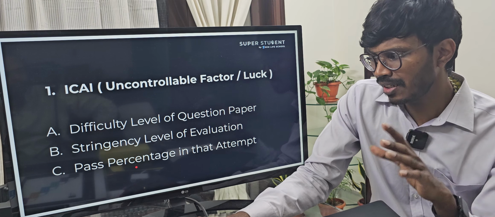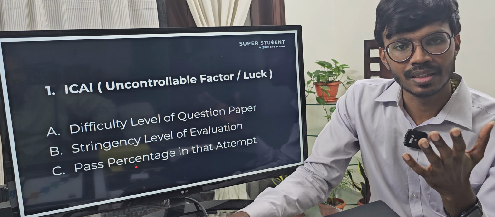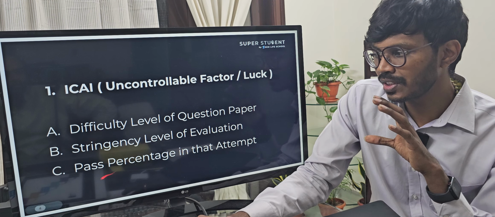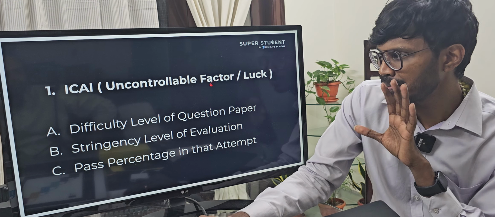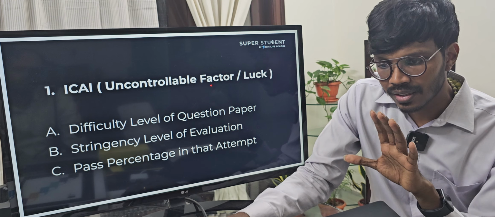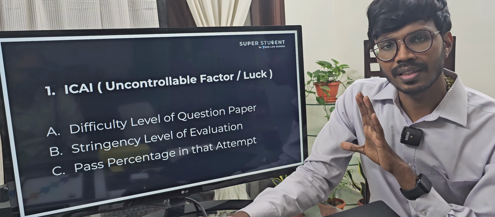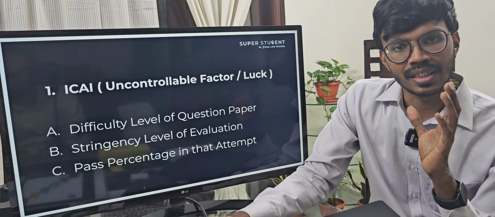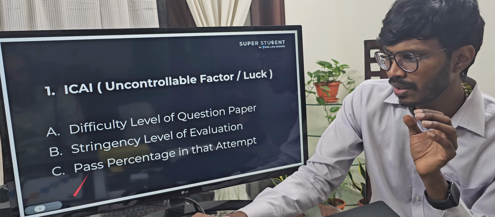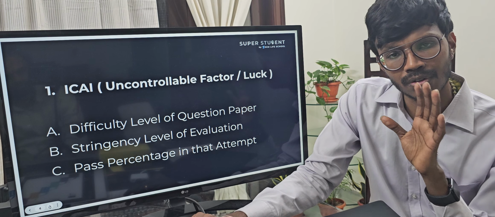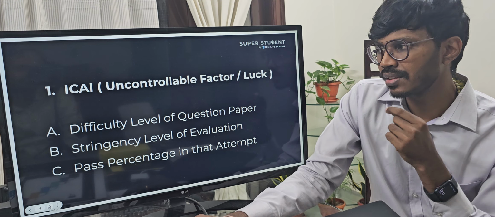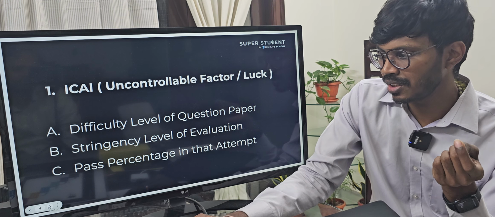The third one is the general pass percentage in that attempt. It could be 20, it could be 10, it could be 8. So these are the three factors which are beyond your control, and that's why people call students in a particular attempt lucky. I would say there is a reasonable difference in attempts. So yes, there is an element of luck factor, but I would reduce the element of luck factor to 5 to 10% because we should constantly look at what is the controllable factor and maximize the point.